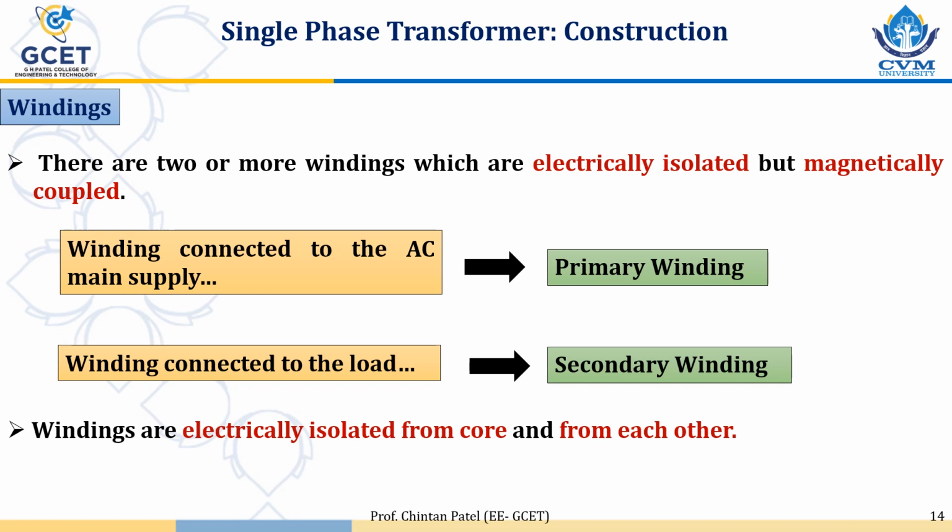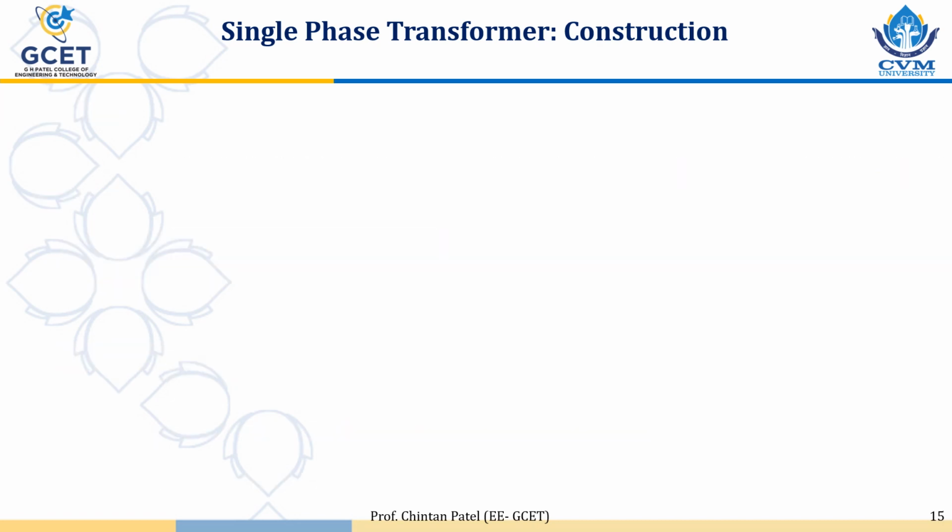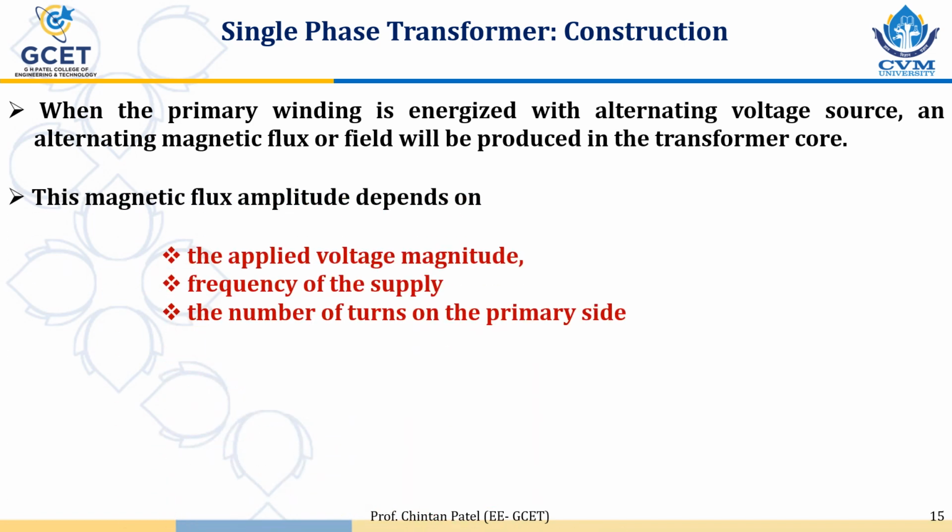These windings are electrically isolated from core. That means there is an insulation between winding and core, and also electrically isolated from each other. These windings are made up of good conducting materials like high grade copper. So mostly copper is used to prepare the primary and secondary winding.